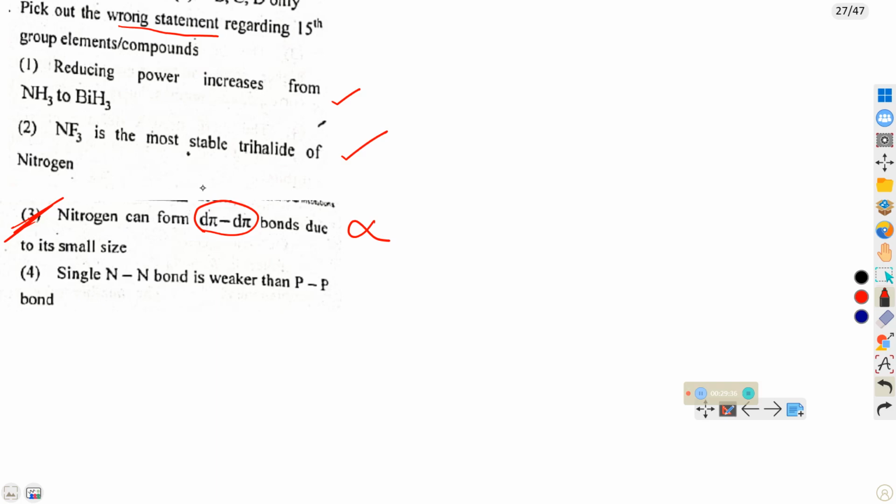Nitrogen is able to form p pi-p pi type of bonds. Single N-N bond is weaker than P-P bond. This is correct. But remember, N triple bond N bond is stronger than P single bond P bond. Right. So third option.